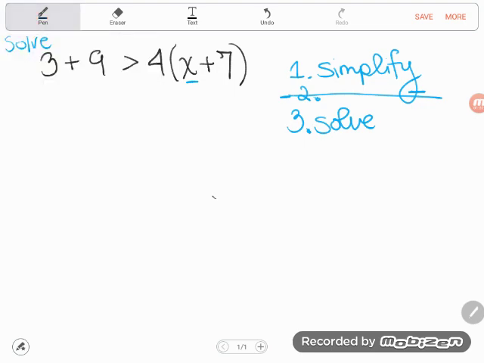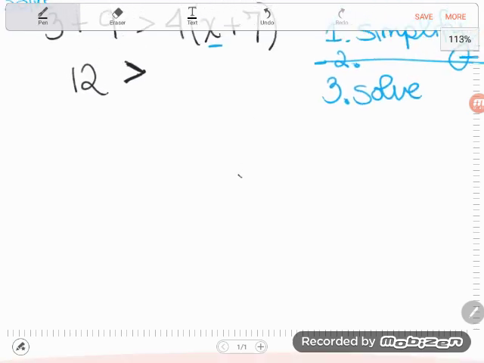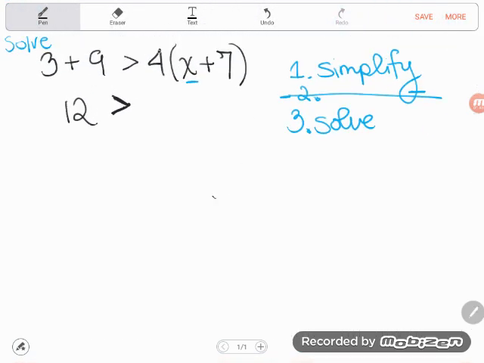First thing I see on the left hand side, there's math I know how to do. I know what 3 plus 9 is. I'll simplify that. I get 12. This will not affect the inequality symbol at all. It will just remain the same. I also see simplifying I know how to do on the right hand side. On the right hand side, I know how to do this multiplication.